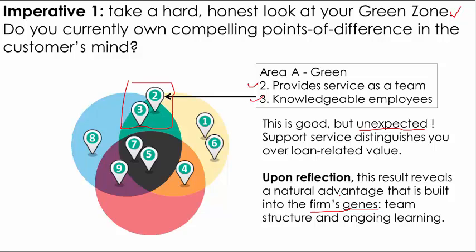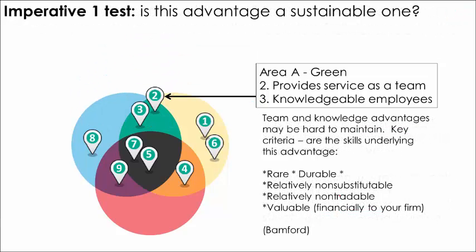However, an important dimension when you're looking at the green zone is how sustainable is it? That's why in the book we get into a later chapter on capabilities and resources, how unique are your capabilities to deliver these advantages, right? May be hard to maintain.